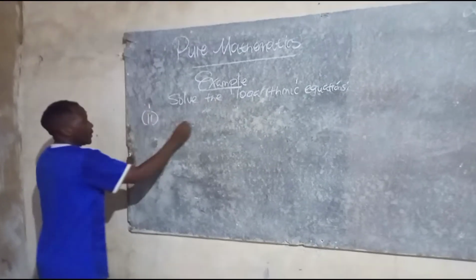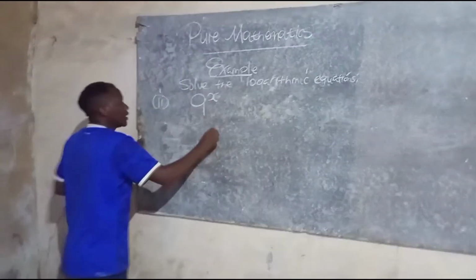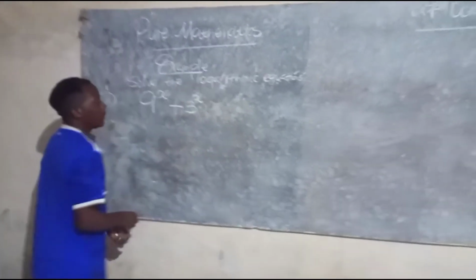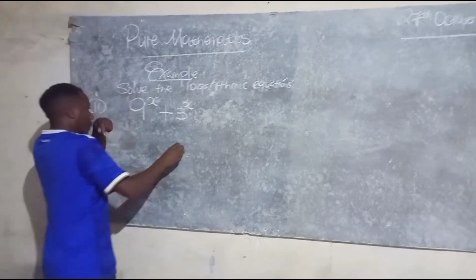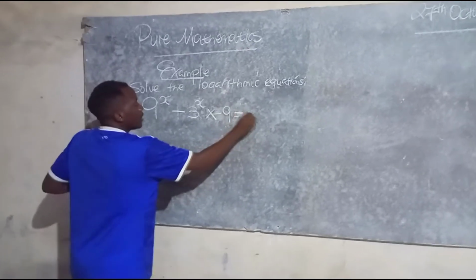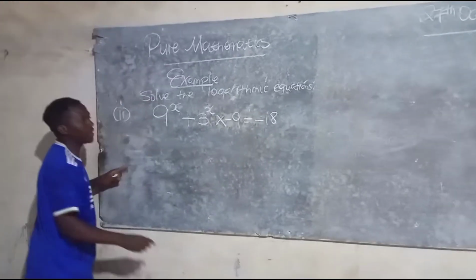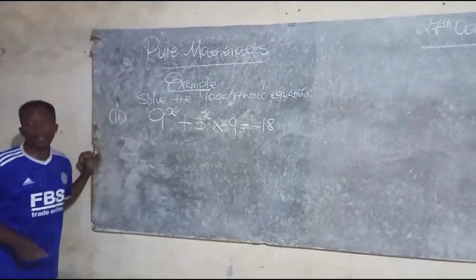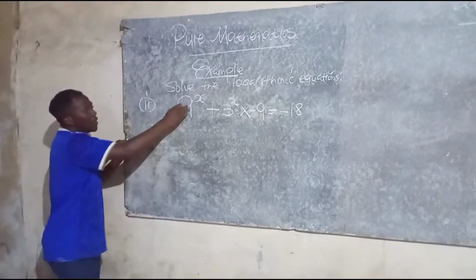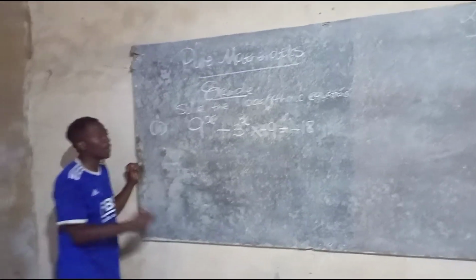So on example 2, let's say 9 to the power x plus 3 to the power x, then times negative 9 equals negative 18. Then if we are told to solve for this logarithmic function, we are going to reduce according to how we know.